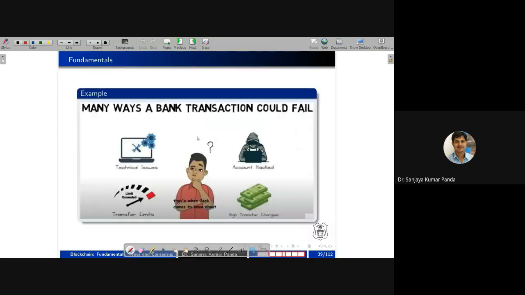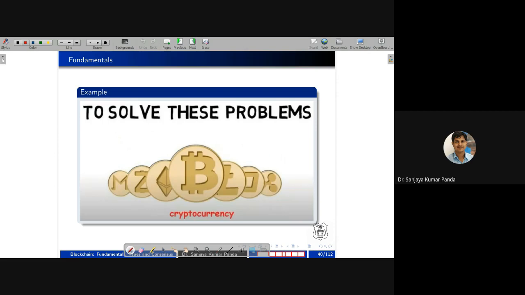So there are various ways you can see why a transaction fails. Most of the time the bank network is not available, or there may be some technical issues, or you may reach the transfer limit. The number of transactions is also limited, and how much amount you can transfer is also limited. Or, let's say, the account is hacked by someone, or there may be a high transfer charge. Sometimes that much amount is not available in your account, and for that also it fails. So in order to solve this, they can use cryptocurrency, right? Let us see how they are going to use the cryptocurrency.